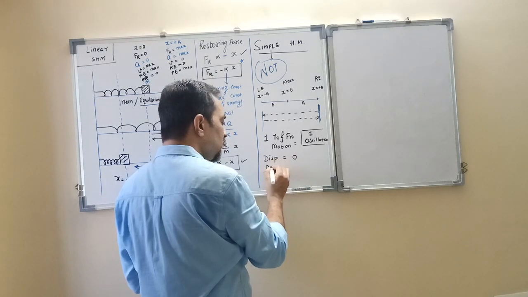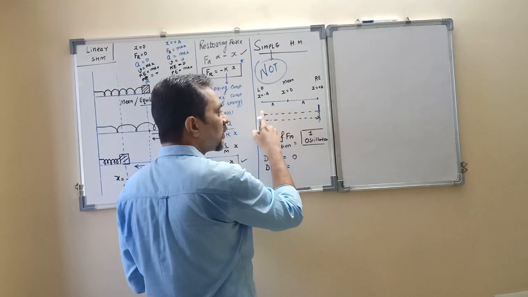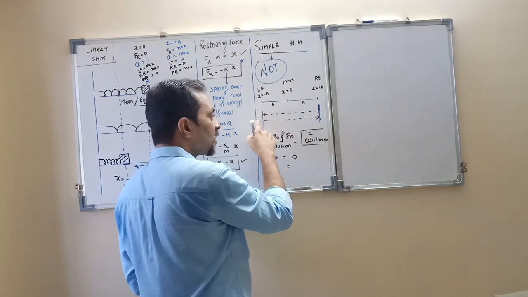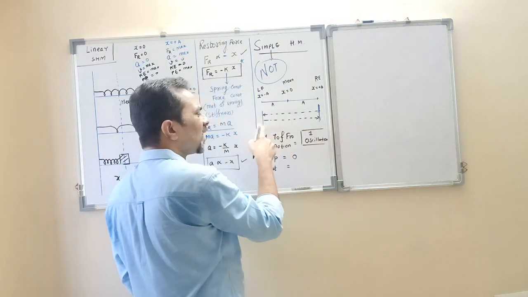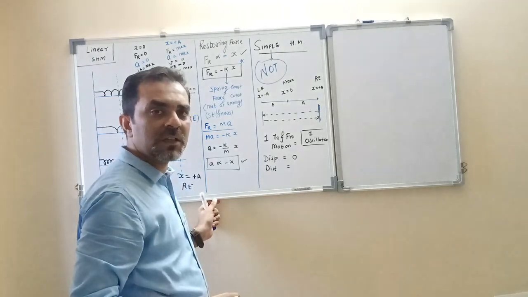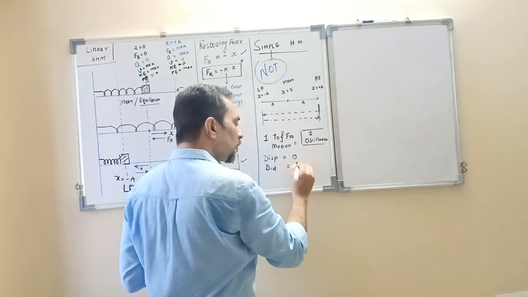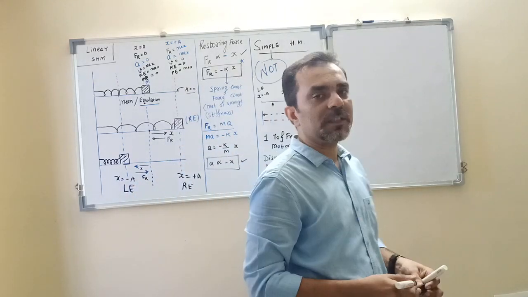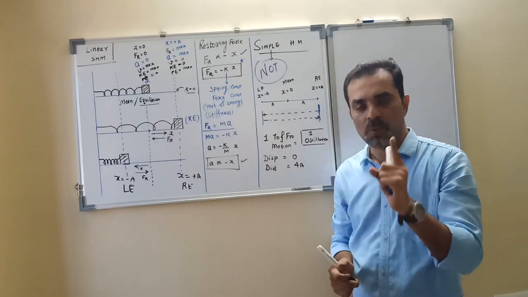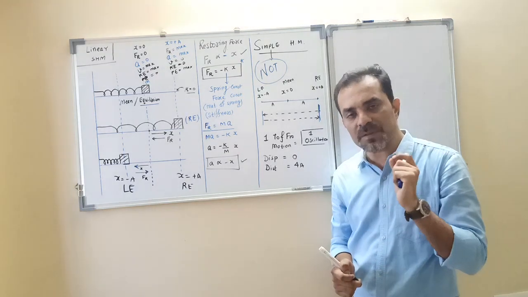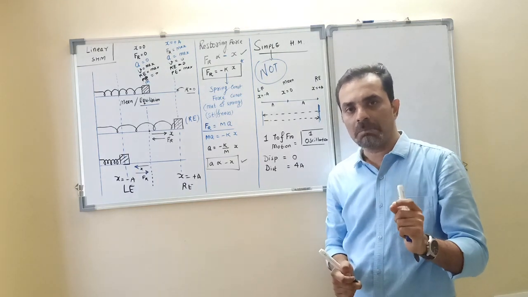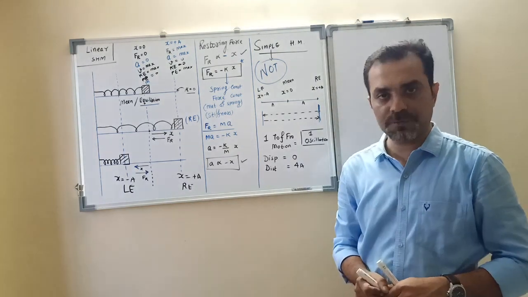Now tell me, what is the distance covered? इधर से इधर गया तो कितना distance cover किया? 2a. जब वापस यहाँ से यहाँ आया तो distance कितना? Distance is a scalar quantity यार, actual path length. तो कितना distance cover किया? 2a plus 2a. What is that? 4a. So when the particle completes one SHM, one oscillation, displacement would be 0 after every one oscillation, but distance covered will be what? 4a.